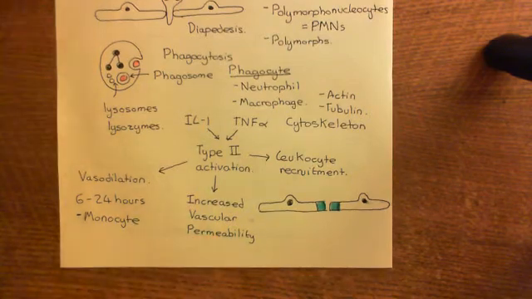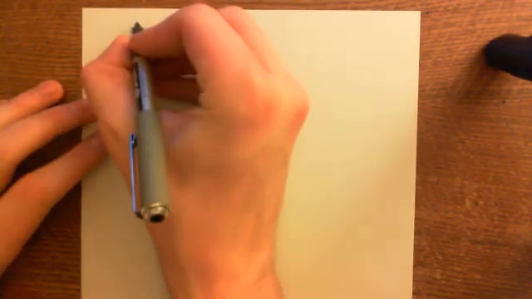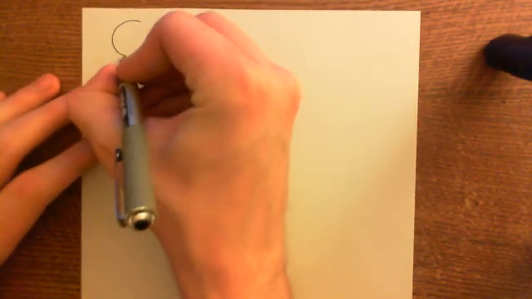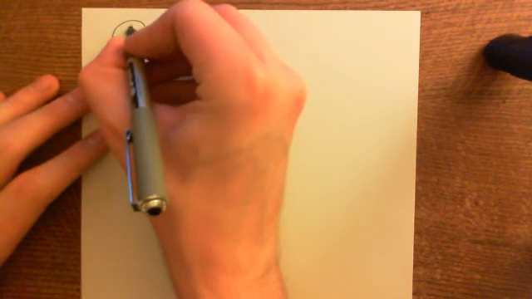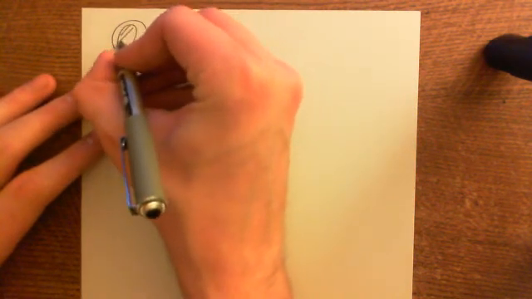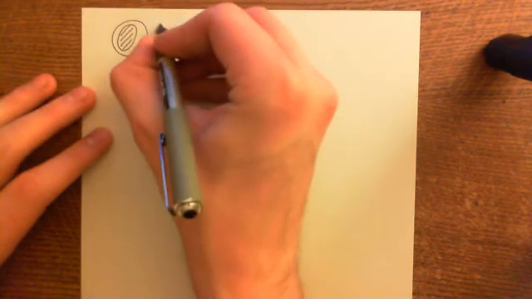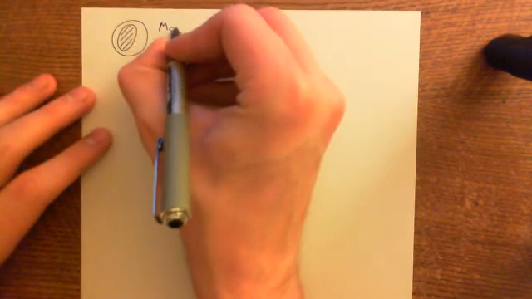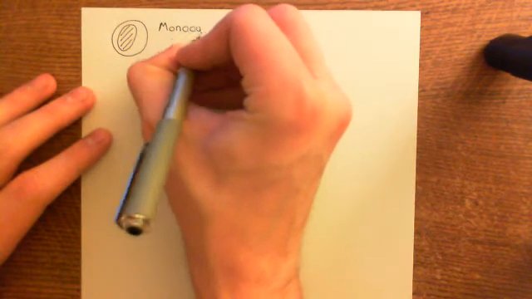So I'll get another piece of paper. Okay, so a monocyte is a type of cell that circulates within the bloodstream, the structure of which looks kind of like this. Okay, so it has a single nucleus like this. So this is a monocyte, and it is circulating within the bloodstream.